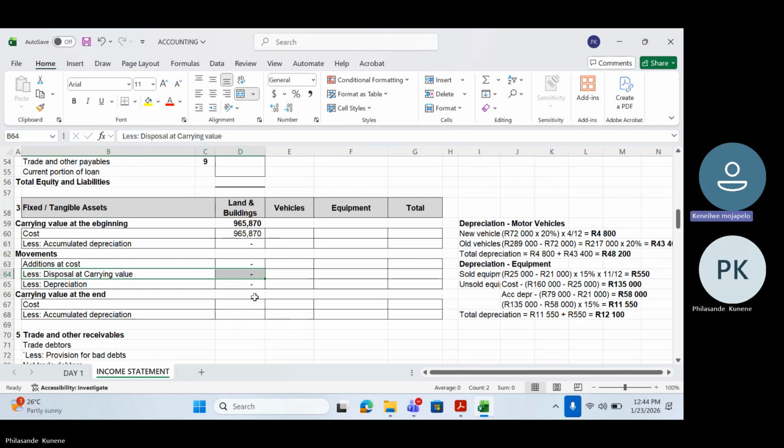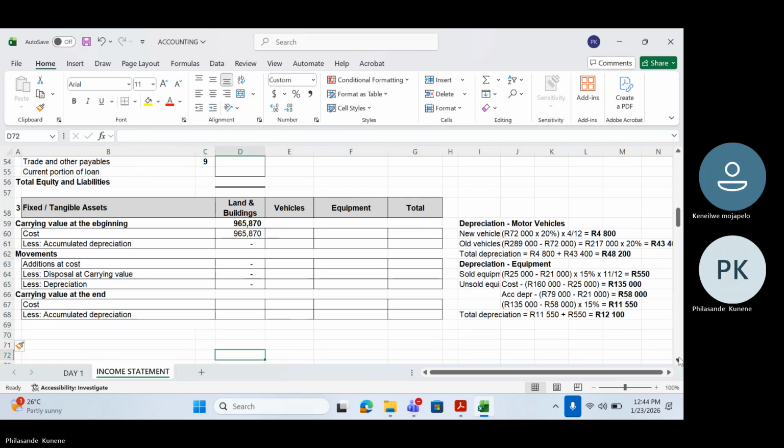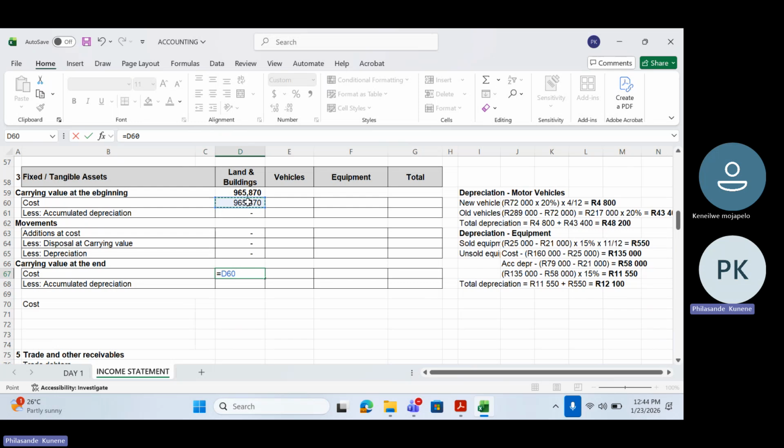I want to give you this. Did you know about that? I just thought you just did the cost and did the additions. What about the cost? The cost at the beginning plus additions only, right? Yeah, that's what you knew. Is equal to this at the beginning plus additions, right? And then you get this.